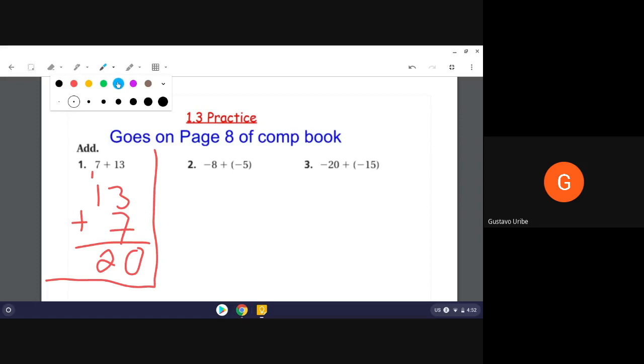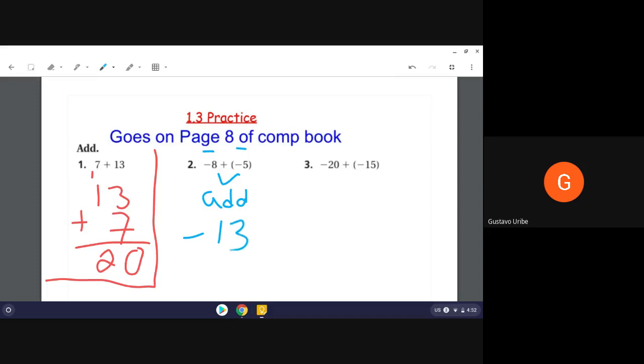Now let's look at something that we're doing. Okay, so this is a negative. This one right here is a negative. Same signs, perfect. All right, same signs means we are going to add and keep the sign the same. So 8 plus 5 gives me 13. Negative 13, because we had to keep the sign the same.